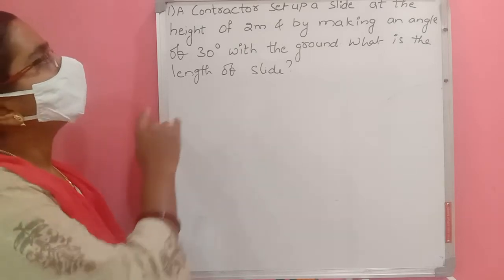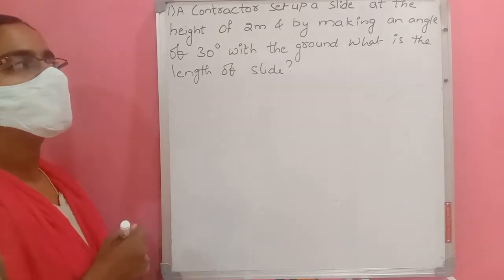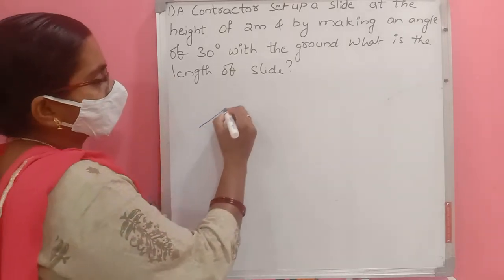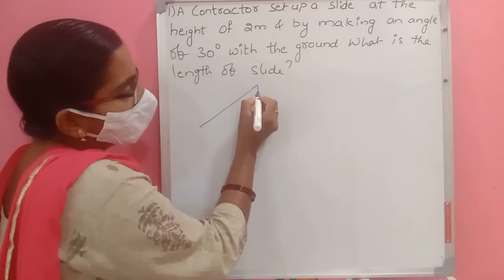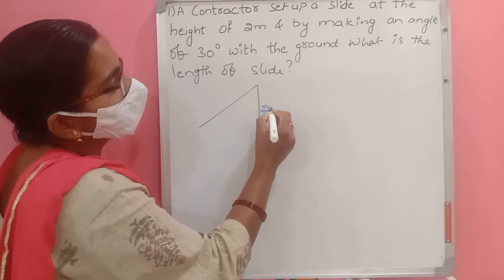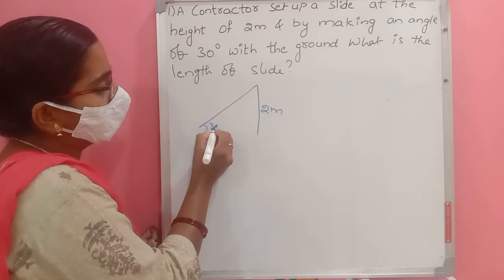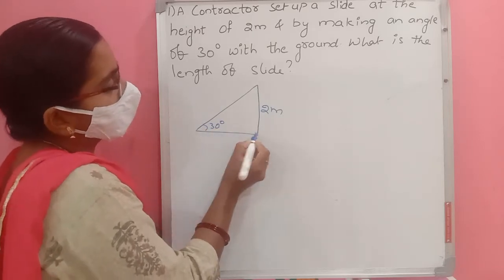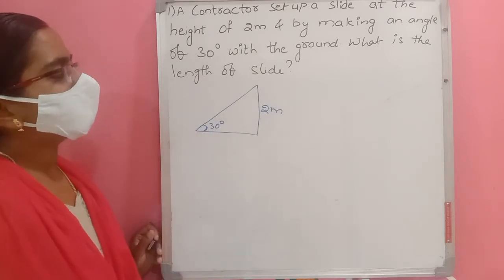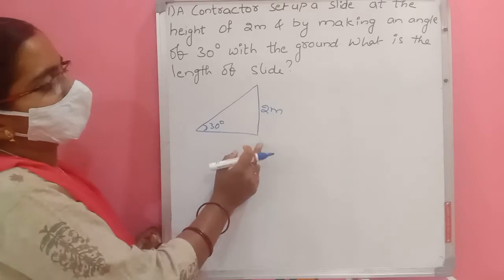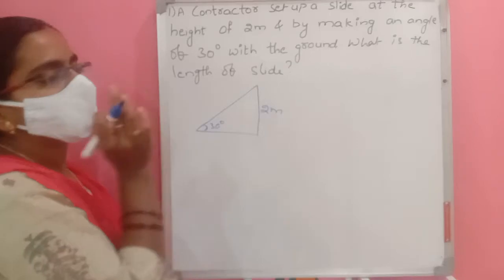Here we have one example. A contractor set up a slide at a height of 2 meter, making an angle of 30 degrees with the ground. This is the slide, it is at a height of 2 meter from the ground, and it makes a 30 degrees angle with the ground. Then what is the length of the slide?